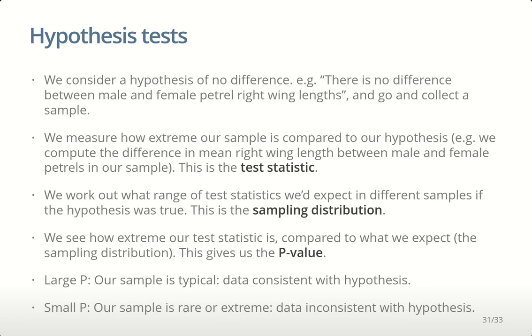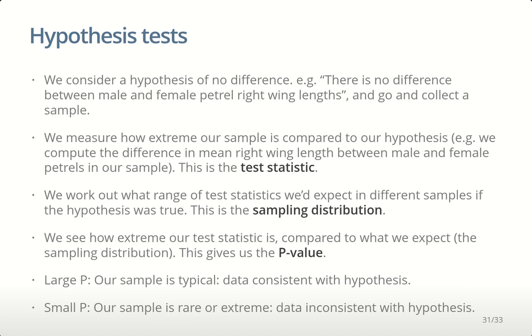Okay, so the general process for a hypothesis testing is we consider a hypothesis of no difference, right? For example, there's no difference between male and female petrel right wing lengths, or there's no difference between Coopworth and Romneys in terms of the wool production. We then take a sample and we estimate the same thing in the sample, right? So we'd estimate the difference between right wing length between the male and females in our sample, or the difference in wool production between Romneys and Coopworth in our sample, right?